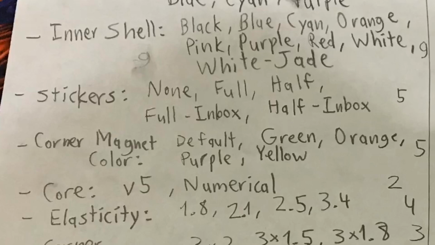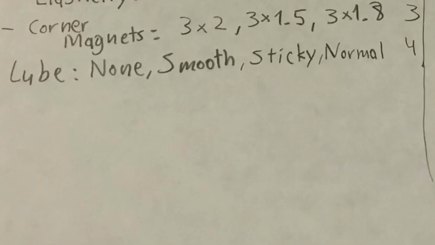Now the core has 2 options, the IPG V5 and the numerical IPG. Elasticity refers to the GES nuts, so we can have them at 1.8, 2.1, 2.5, or 3.4, giving us 4 different options. For your corner magnets, you can choose them to be 3x2, 3x1.5, or 3x1.8. For lube, you can have no lube, smooth lube, sticky, or normal lube.